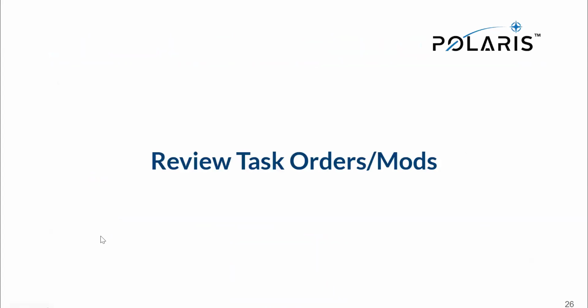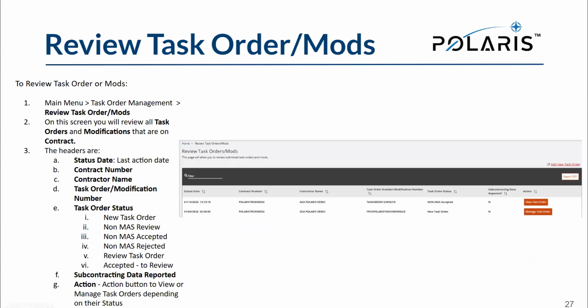Now we'll talk about how to review task order and modifications in SRP. The Review Task Order or Mods page is where you can see all your task orders at the time. It is where you can review and manage task order actions. To begin this process, navigate to the main menu on the home page, select the task order management, and then select Review Task Order and Mods.